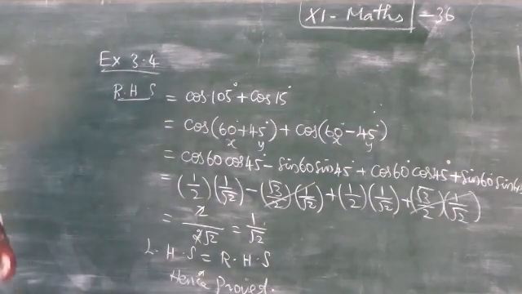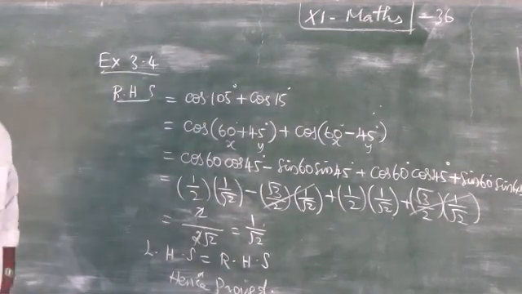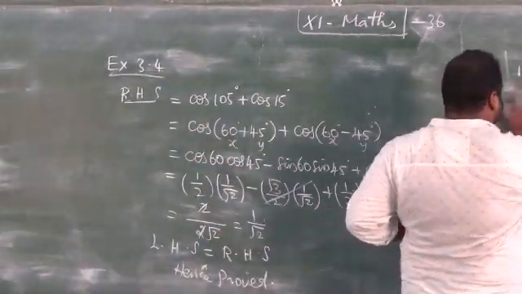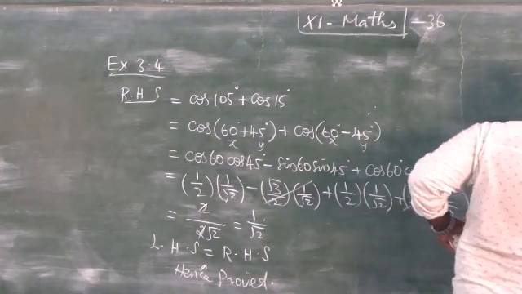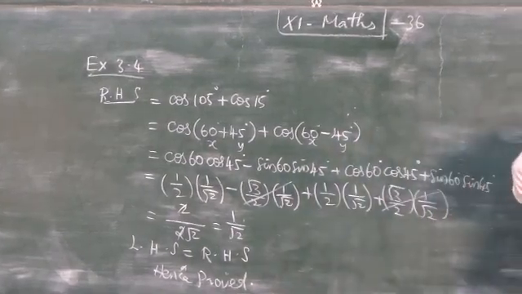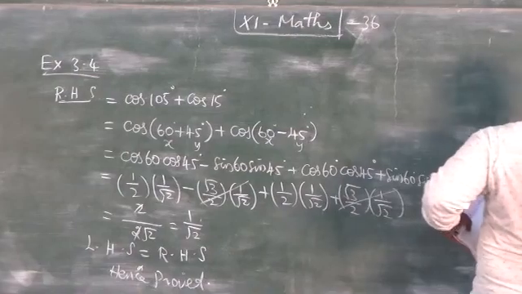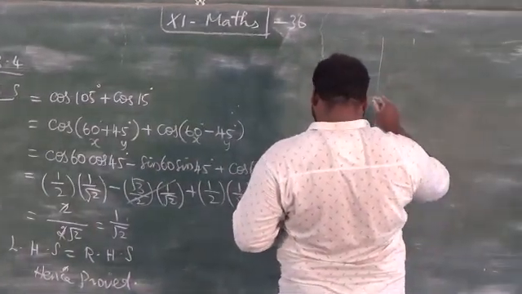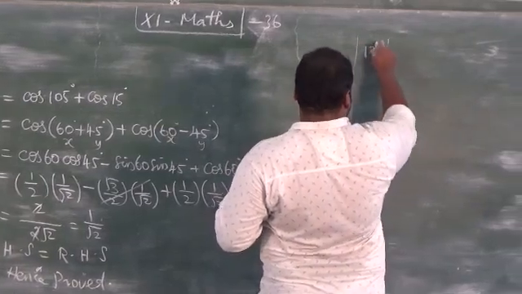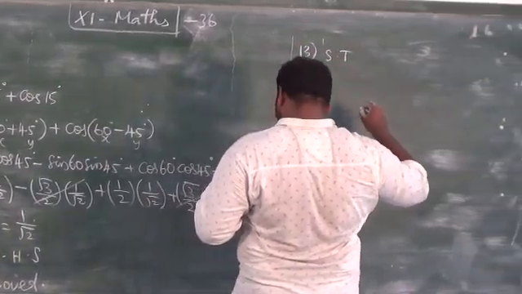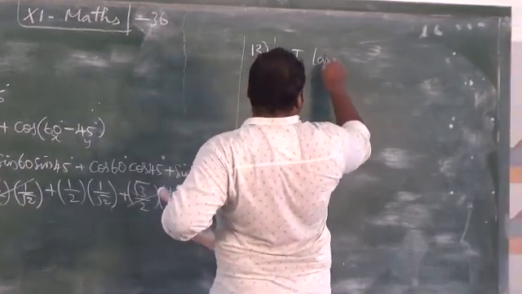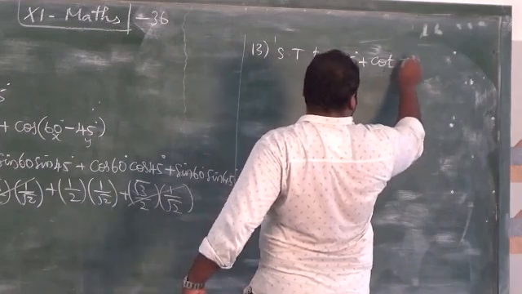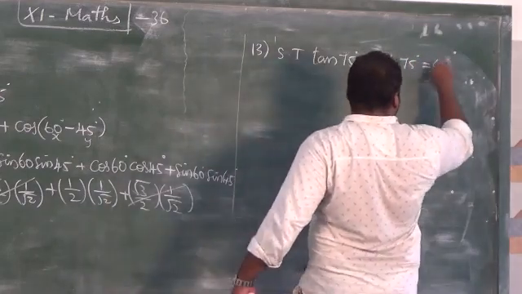So question number 12 is over. Next, question number 13. Show that tan 75 degree plus cot 75 degree equals 4.